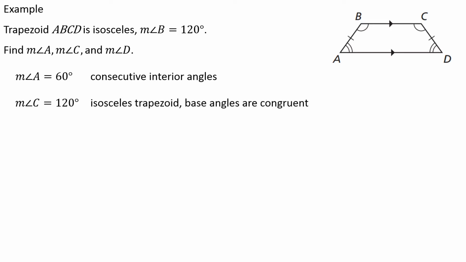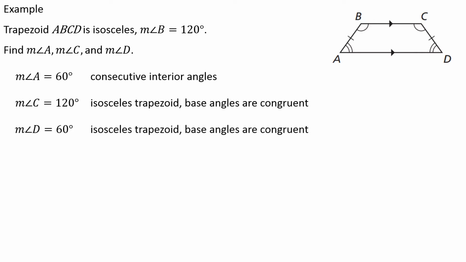Angle C is another easy one. Because it's isosceles, you know the base angles are congruent. Same for angle D. Because it's isosceles, you know they're congruent.